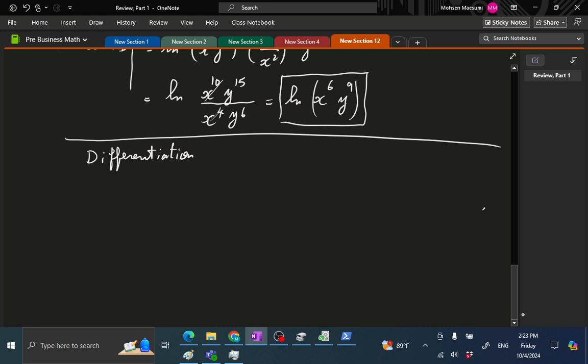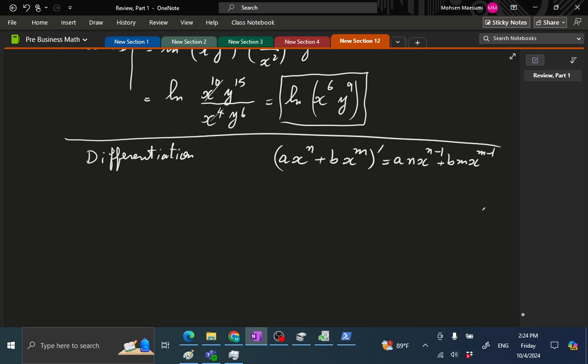Remember, our basic rule was that if you have a times x to the power of n plus b times x to the power of m and so on, and you want to differentiate this, it's a very simple rule: a n x to the power of n minus 1, and then b m x to the power of m minus 1. m and n could be any number. They don't have to be whole numbers.